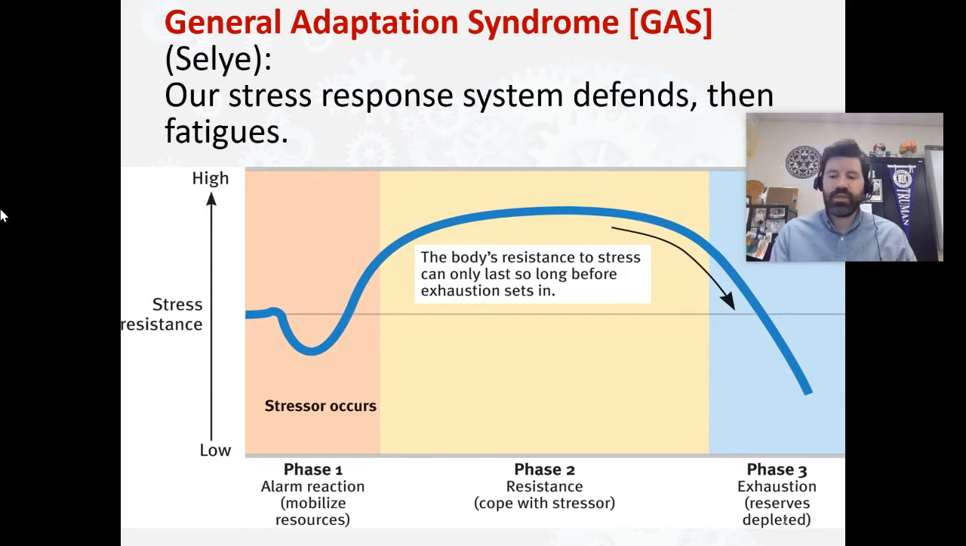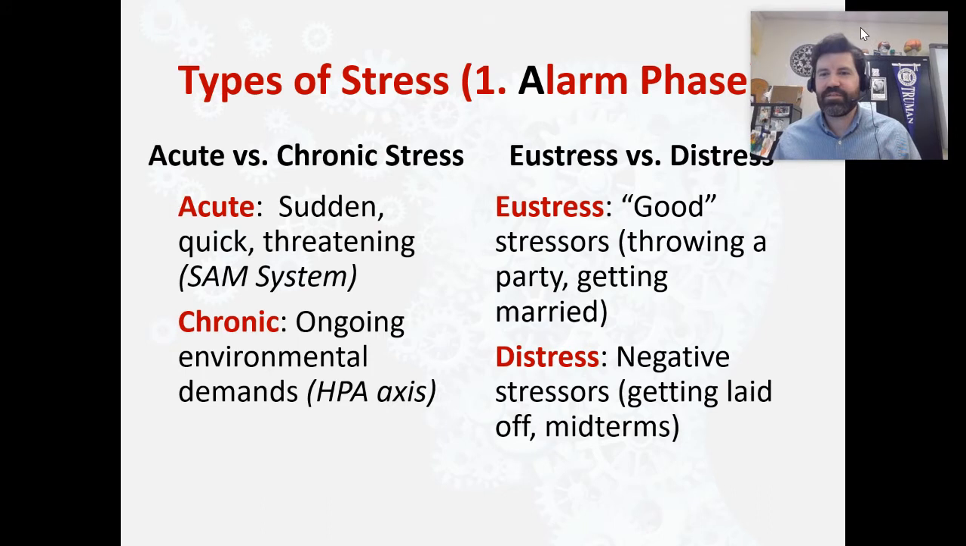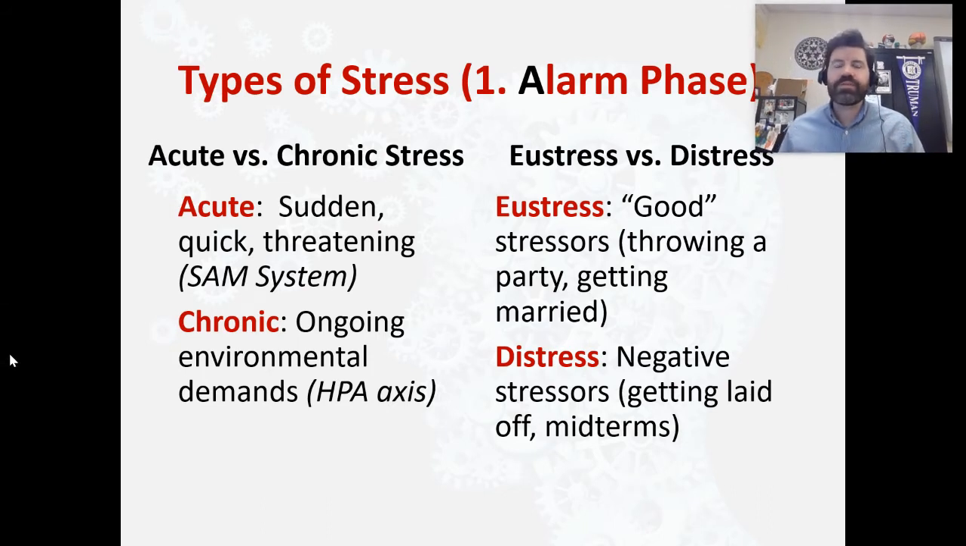So starting with the alarm stage. All right, the alarm phase of the general adaptation syndrome. This is when you are introduced to a particular stressor. And what this slide is going to do is it's going to show you that there are lots of different types of stressors in our world.